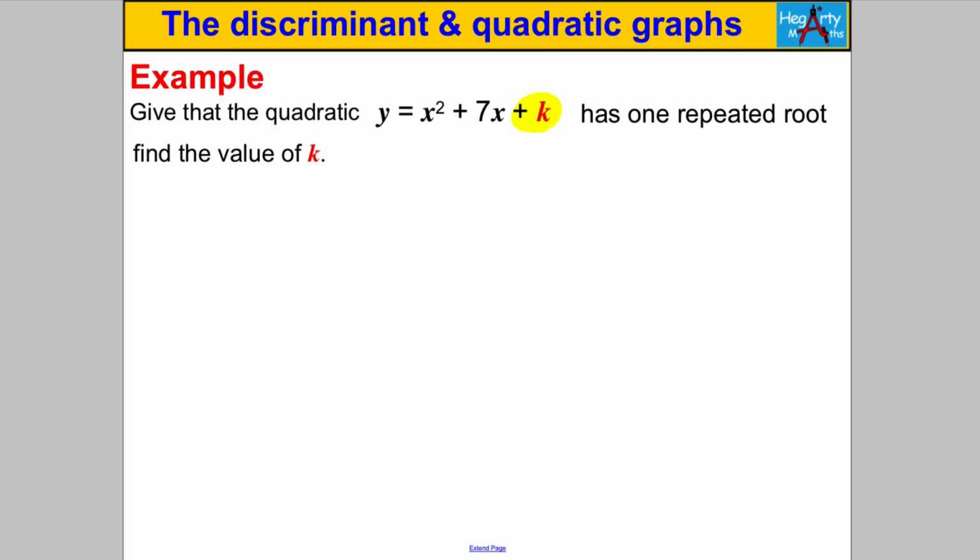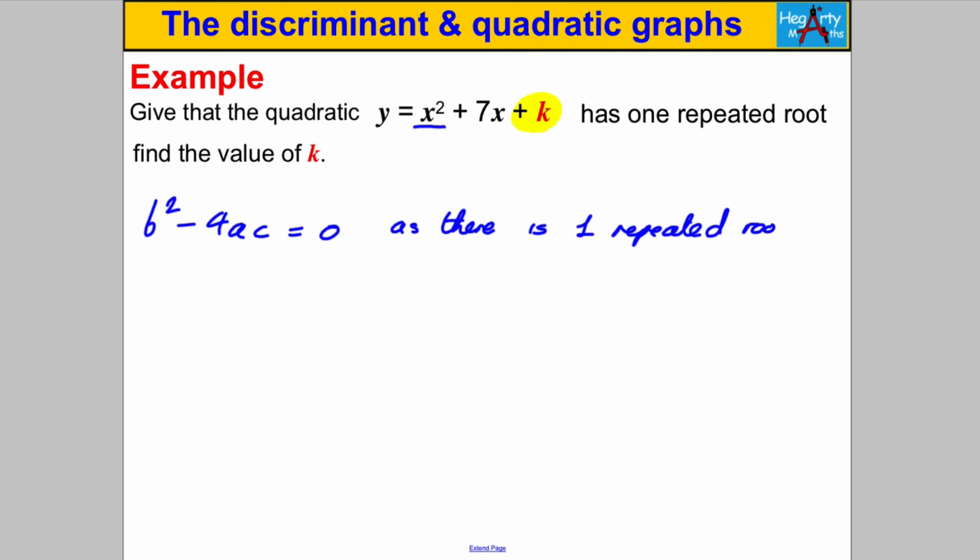k. Now, because this is a quadratic, and you know for something to have a repeated root, its discriminant must equal 0. So the first line of working, you must state that the discriminant b squared subtract 4ac is equal to 0 as there is one repeated root. That is what you've gleaned from the question.